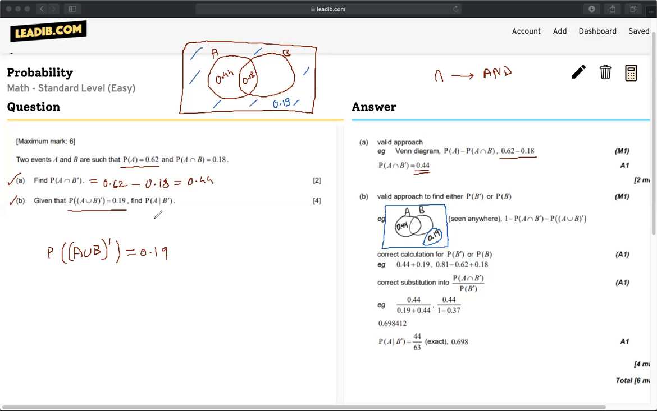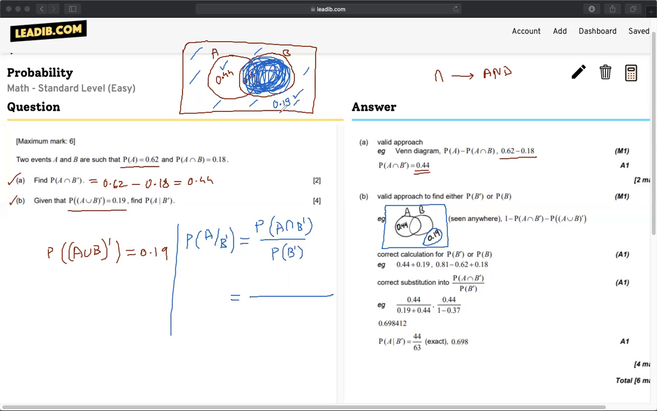Okay. So having said that, if I now want to find out probability of A given not B, we know this is a conditional probability. We want to find out the probability of A given that it is not B. Okay. So the standard formula of conditional probability is simply like this: probability of A intersection B not, or B dash, over probability of B not. Now, what is the probability of not B? See, this entire area is B. So everything outside this is not B. So not B is 0.44 and 0.19.